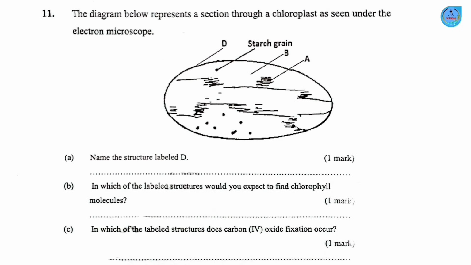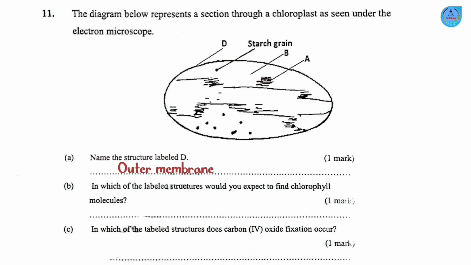Question number 11. The diagram below represents a section through a chloroplast as seen under the electron microscope. Okay, let's briefly look at the structure. By the way, if at any point you need more time to look at the diagram or to go through the answers by yourself, kindly pause the video and do so. Part A. Name the structure labeled D. Okay, let's look at where D is. That's clearly the outer membrane. A chloroplast, just like a lot of the organelles, tends to have a double membrane. So this is the outer membrane.